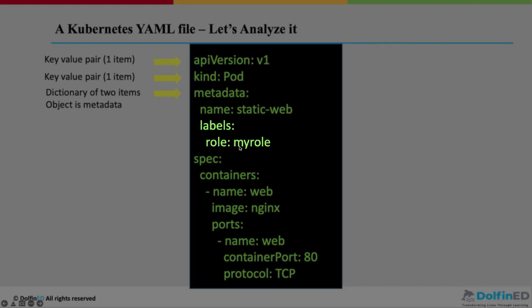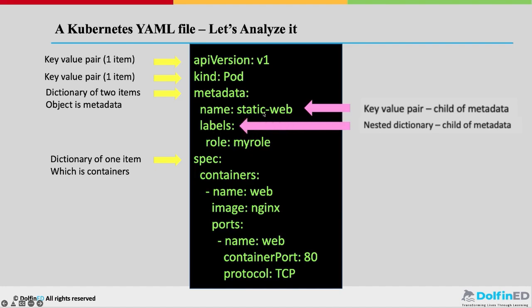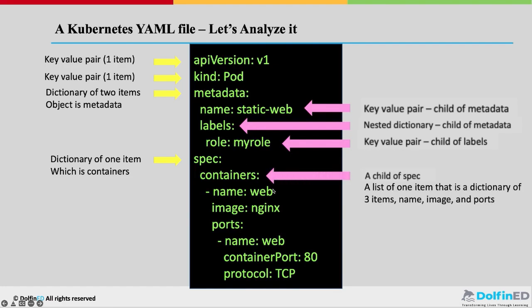And it has a key value, a single one, which is role, my role. Then we have a spec, which is a dictionary of one item, which is the containers. If we look at the items themselves, then under metadata, we have a key value that is static web. Then I have a nested dictionary, which is a child of metadata. And then we have a key value pair, which is a child of labels. And then we have containers, which is a child of spec.